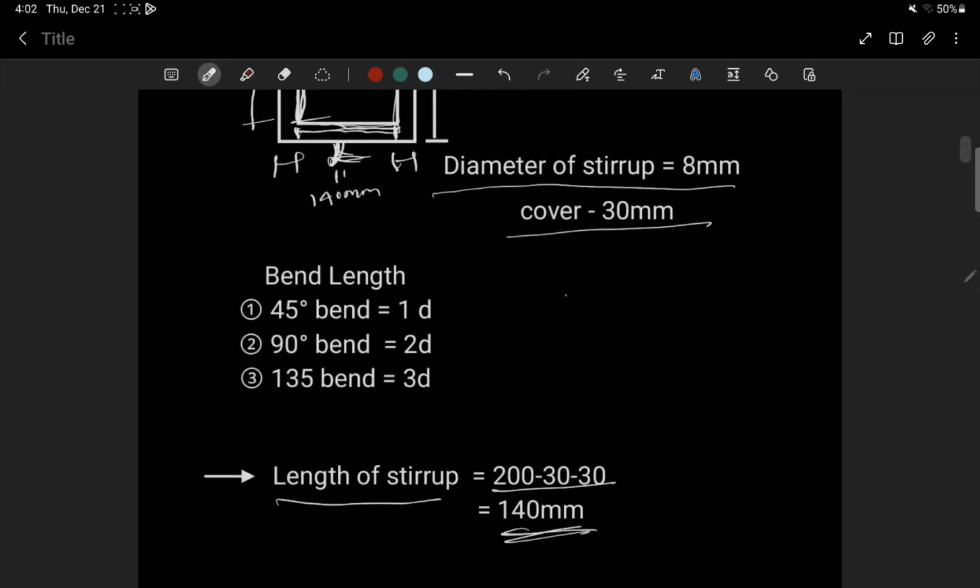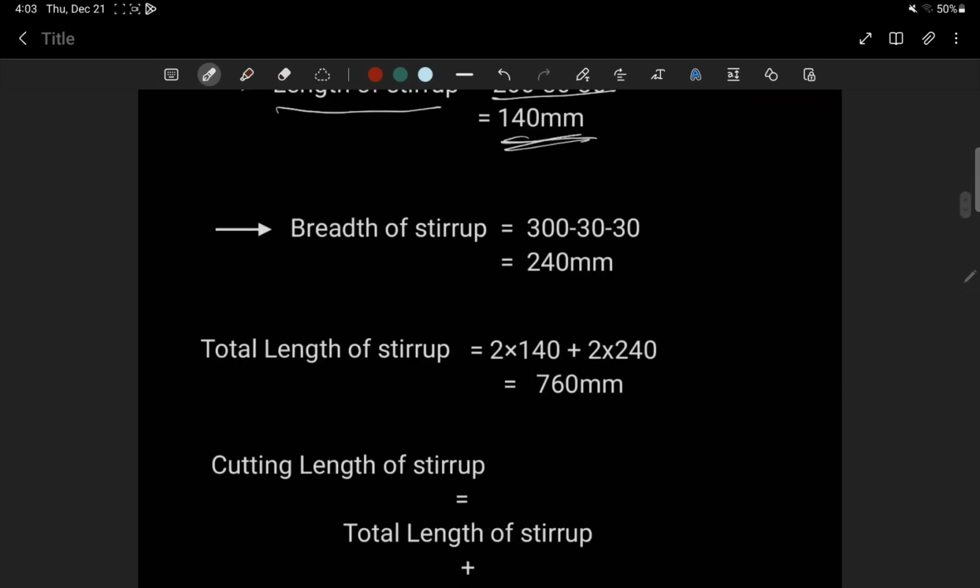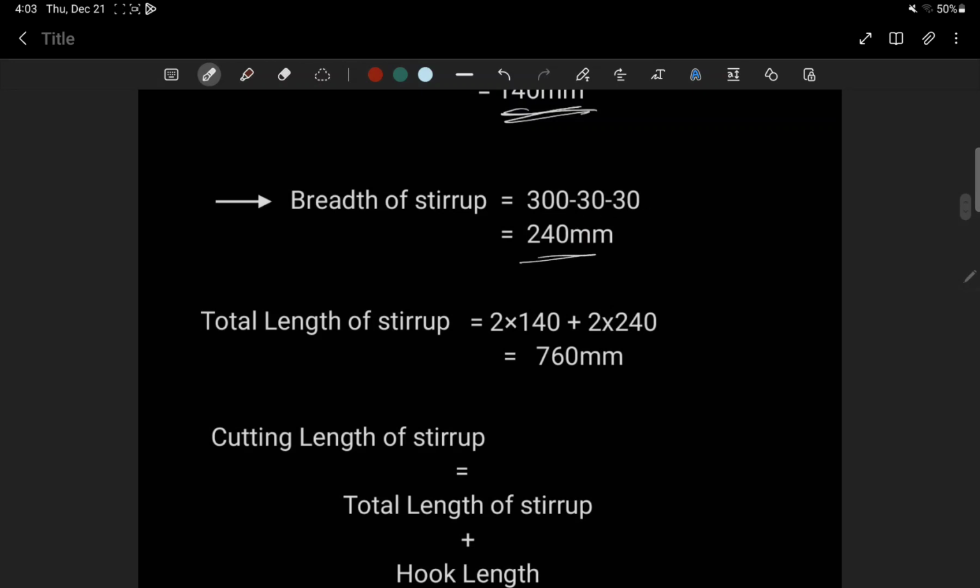Same like this one, we will find out the breadth of the stirrup. So this one is called the breadth of the stirrup. So this is taken as B. From 300 we will deduct 30 from this side and 30 from this side. So 300 minus 30 minus 30 is equal to 240.